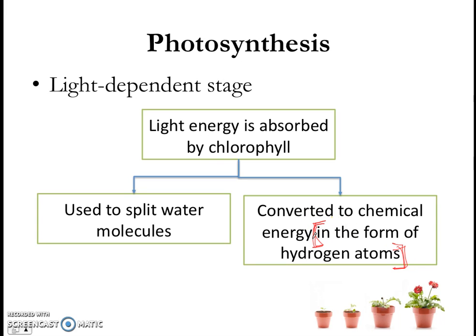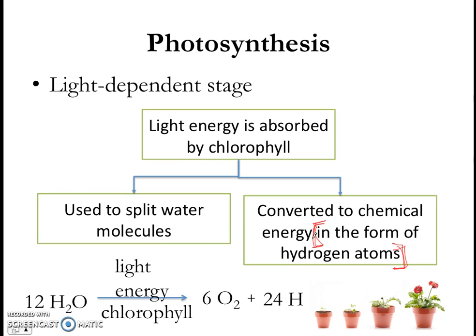So the chemical energy is actually in the form of hydrogen atoms. What do I mean? Remember the 12 water molecules. We use light energy to split them up. We got oxygen, that's what's produced from the splitting of water. And then we also have these 24 hydrogen atoms. This is our chemical energy. I hope that it's a bit clearer now. Light energy is absorbed by chlorophyll. It is splitting the water up. You get oxygen, and you also convert the light energy into chemical energy in the form of hydrogen atoms.